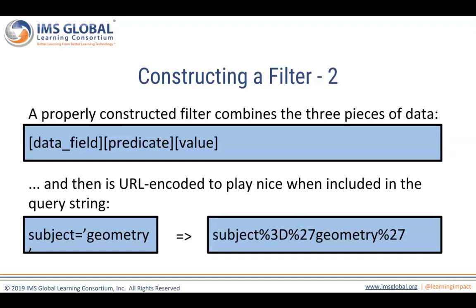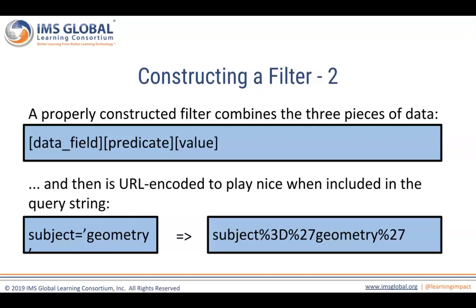Of course, these are going to be tacked onto your URL as query parameters, on your GET URL. So you do need to URL encode these values. I'm assuming you're familiar with URL encoding, but just in case you aren't, there are certain characters in the query string that will cause the URL interpreter to behave in different ways, and you want the URL interpreter to ignore those so that they get passed through. So in this case, subject equals geometry turns into the very friendly looking subject %3d %27 geometry %27.